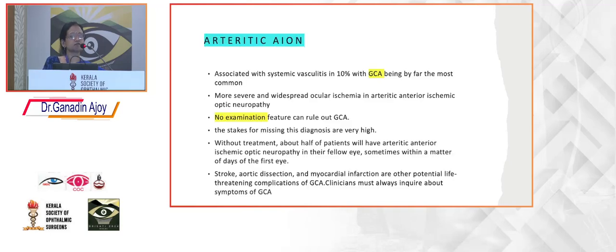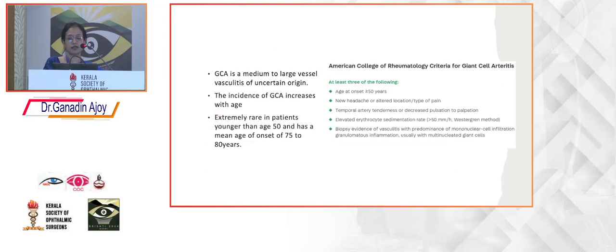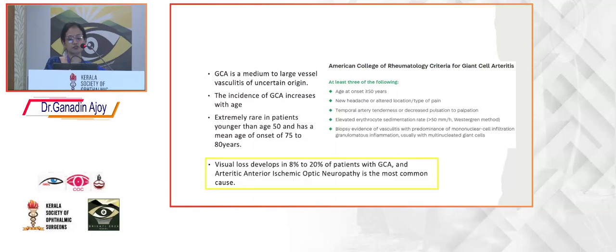So this is a case of arteritic AION. GCA, until proved otherwise, is almost always associated with it. It is more widespread. There is no examination feature to rule out GCA per se, but the stakes of missing this are very high because the fellow eye will get involved within days even. Stroke, aortic dissection, and myocardial infarction are other life-threatening complications. There are criteria: age greater than 50, new headache, temporal artery tenderness, elevated ESR, and biopsy. Visual loss is the main thing.